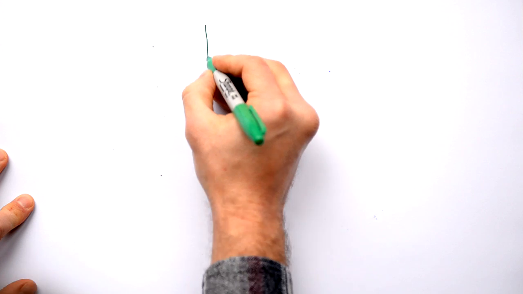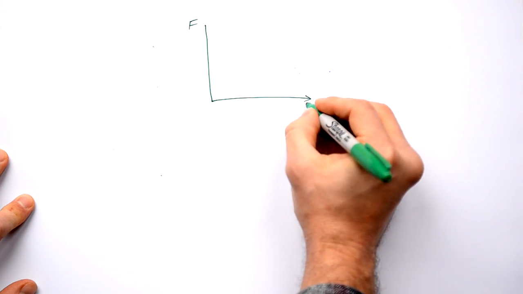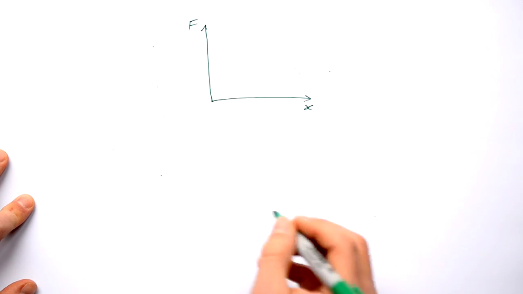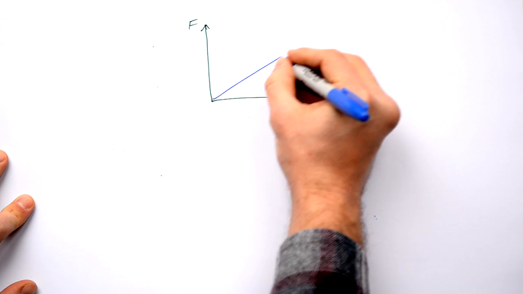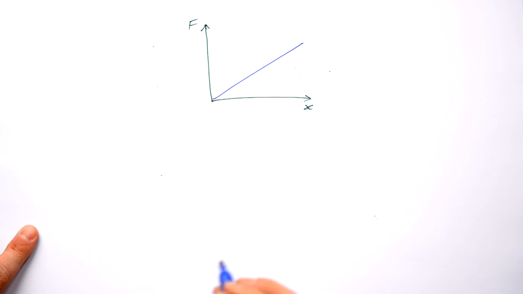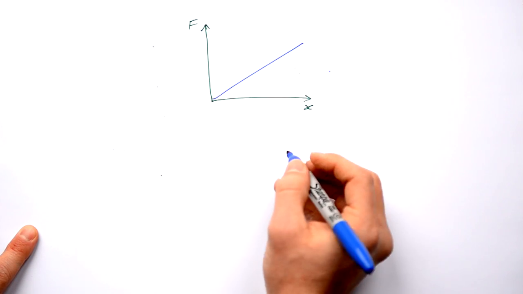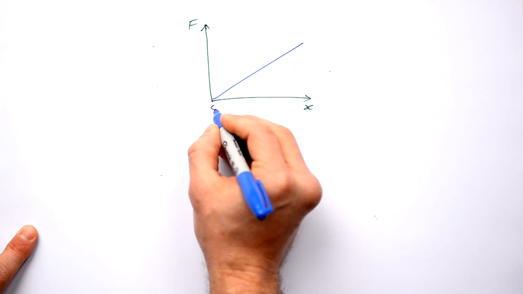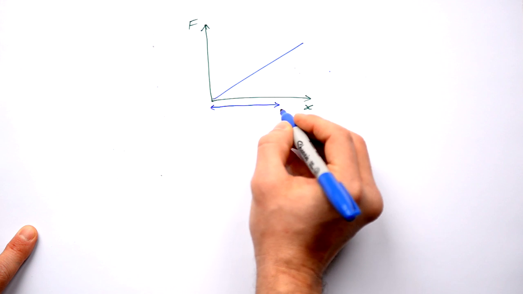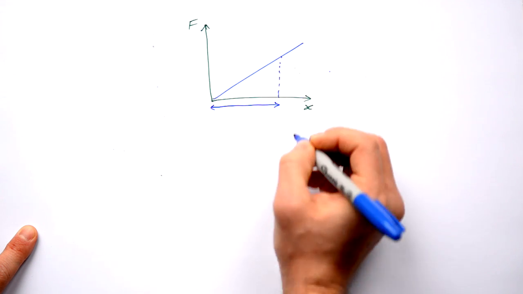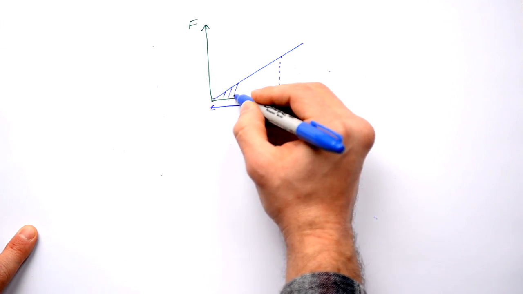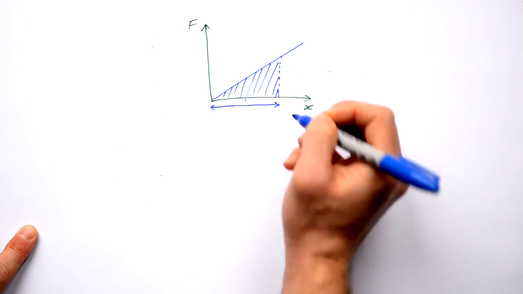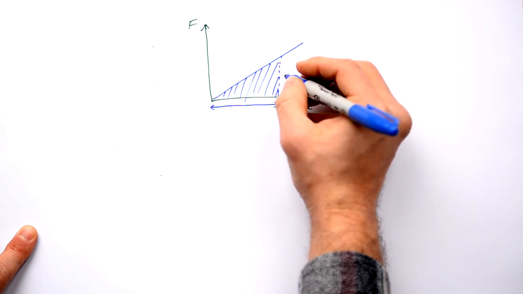So here's our graph again. I'm just going to go straight for force and extension this time. There's a nice straight line. Now it turns out that we can find out the energy stored in a spring up to a particular point. Let's say we're stretching a spring up to this point here. Turns out the energy stored in the spring is equal to the area under the graph.